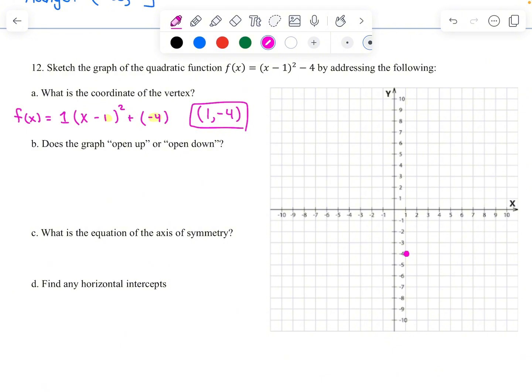Part B, does the graph open up or open down? To answer that question, all we need to do is look at the value of a. a is equal to 1. Since a is equal to 1 and that is greater than 0, the graph opens up.